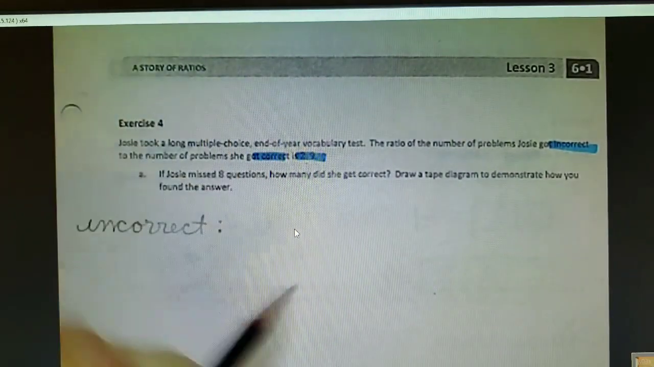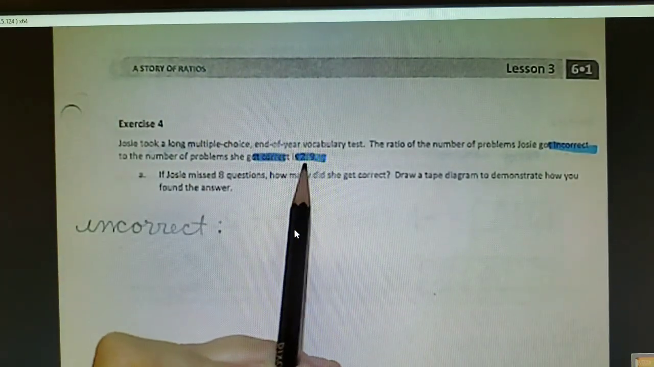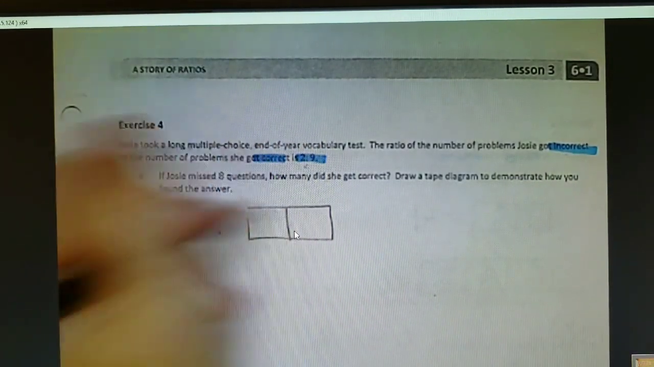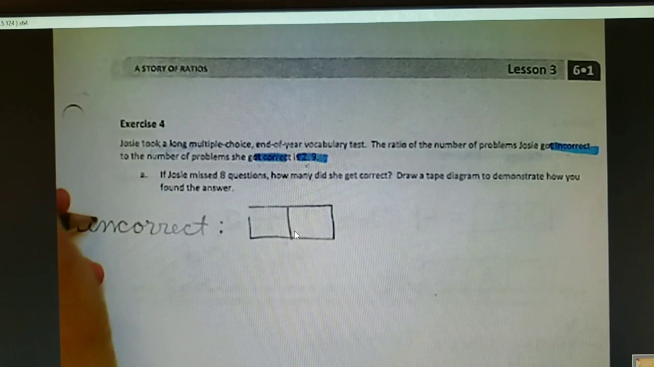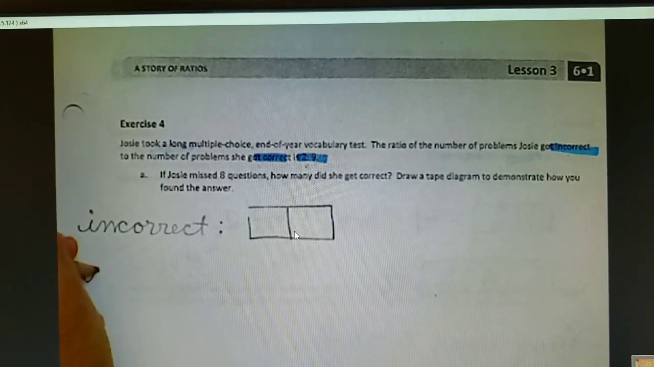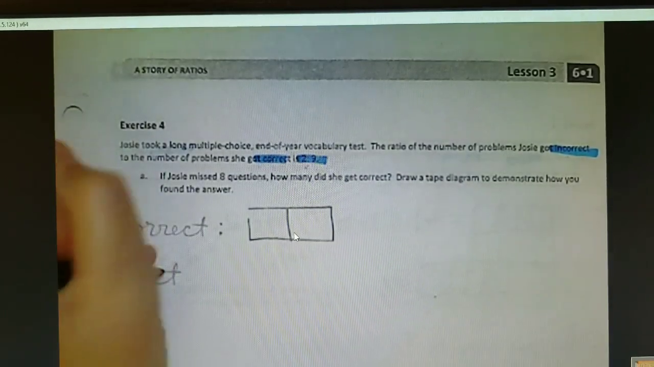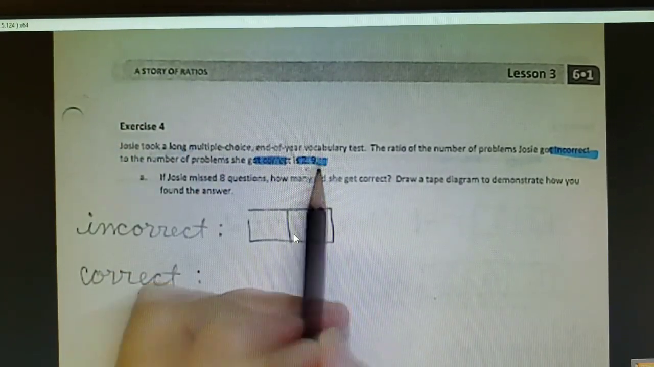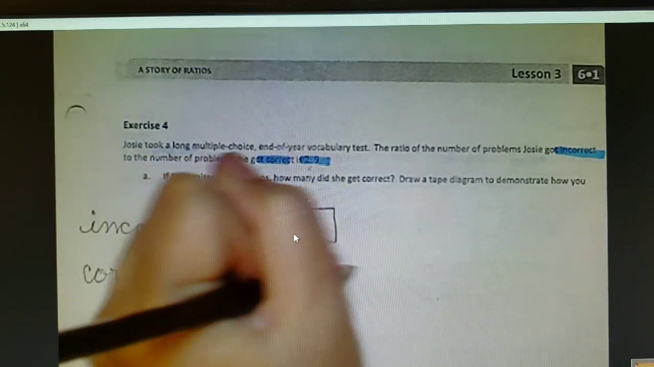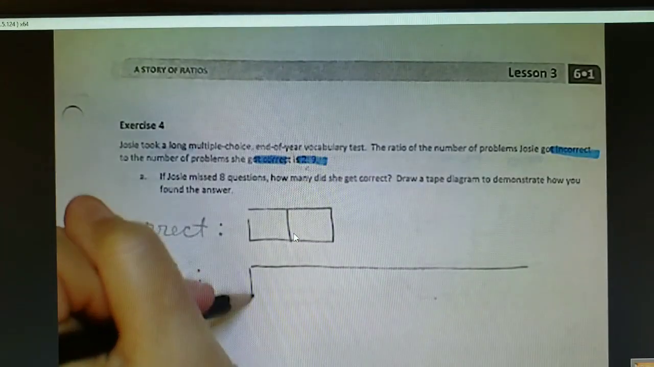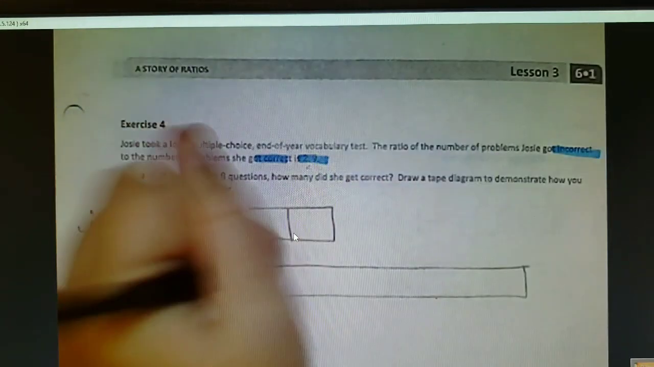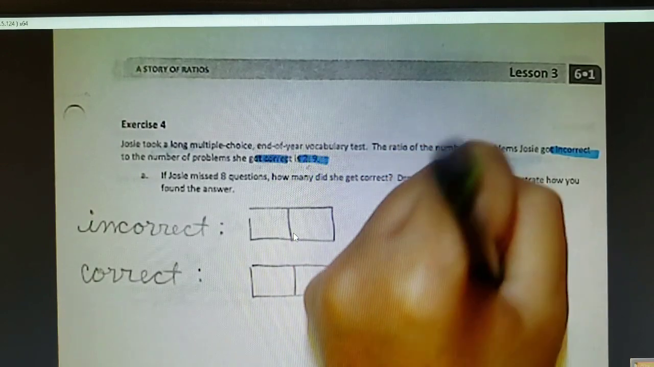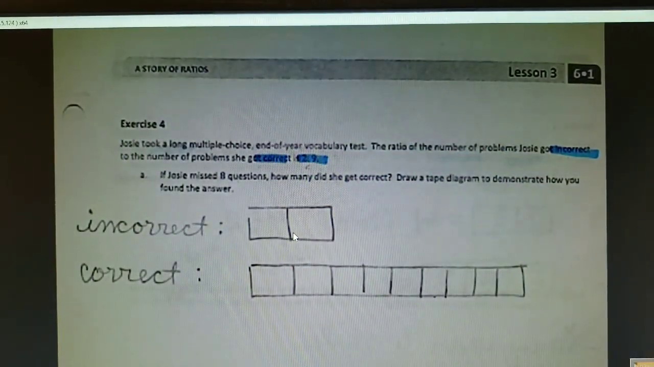And that's 2. It's first in the ratio. So we're going to draw 2 boxes. And then we have correct was second in the ratio statement. So we are going to draw 9 boxes because it's second in the ratio. Okay, so now we have 9 boxes.